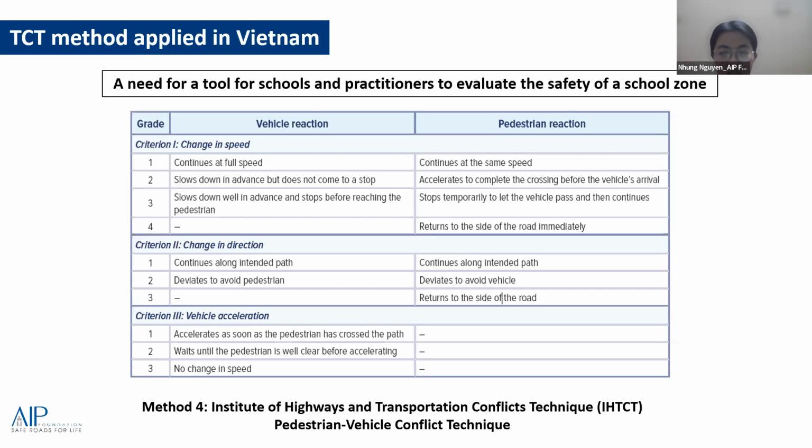As you can see on the screen now, there are 3 different criteria used in this method. The first one is change in the speed, the second one change in the direction, and the last one, the vehicle accelerations.